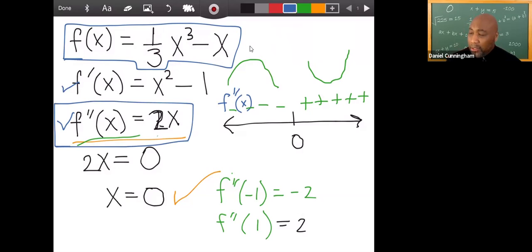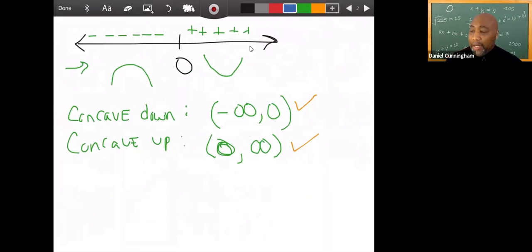We found out that x equals 0, when we set the equation equal to 0 and solve for x, is a point of inflection. That's basically what we found out. Going to our next slide, we found concave down and concave up. And since we only have one point in this case, we want to plug that 0 into the original equation to give us that f of c, that y value.